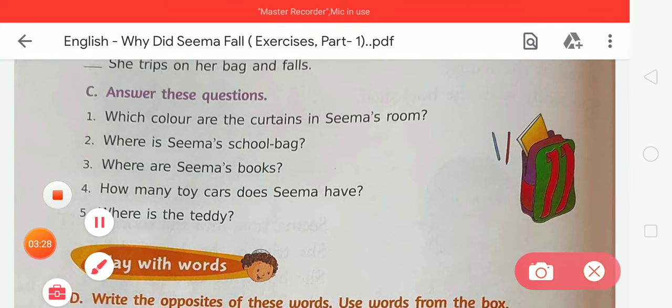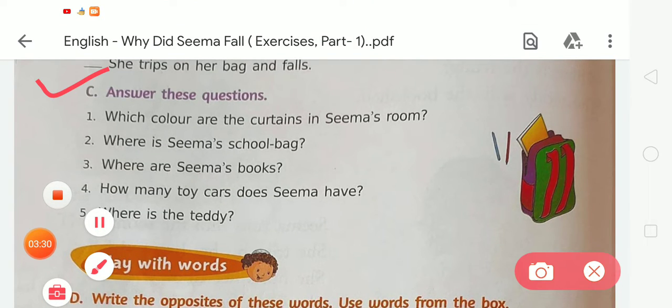The third is exercise C, answer these questions. Dear student, for this you all take out your notebook and write today's date, because you have to note down these questions and answers in your notebook with good handwriting. So let's start. Dear student, there are a total of 5 questions. First of all we have to read the given questions. Question number 1 is: which color are the curtains in Seema's room?